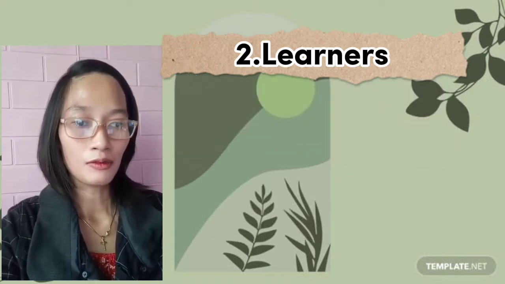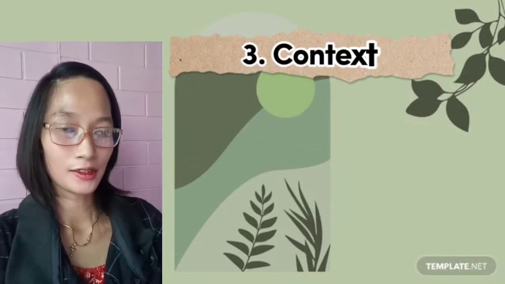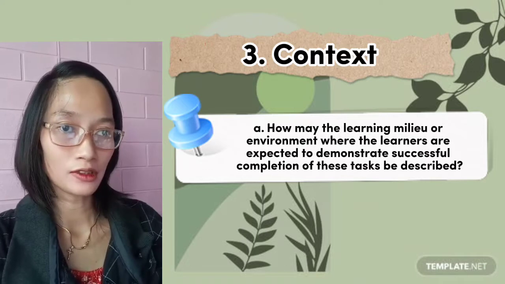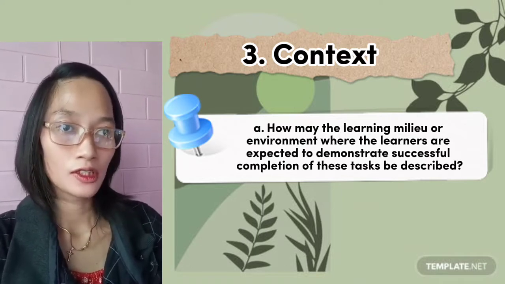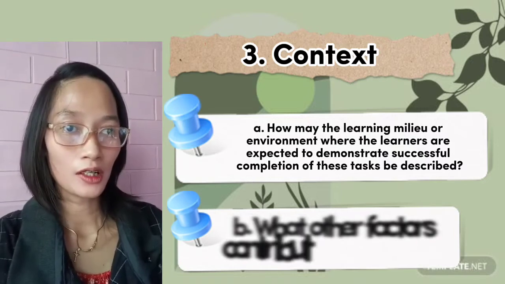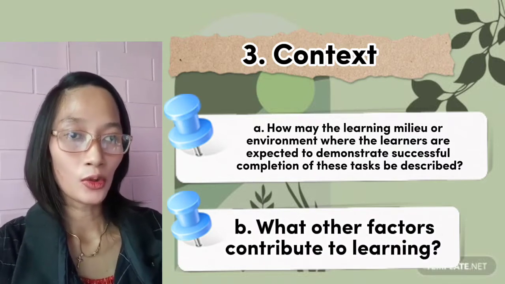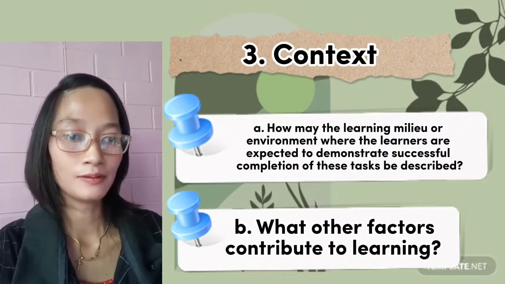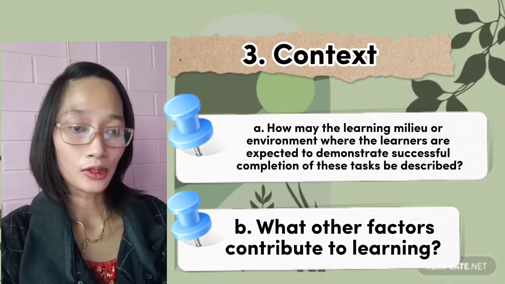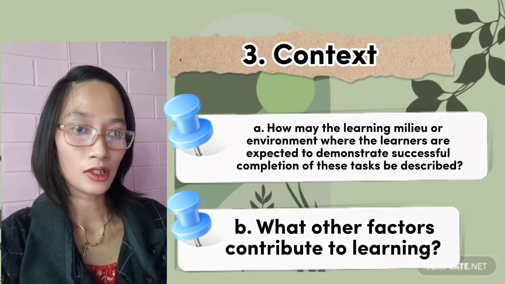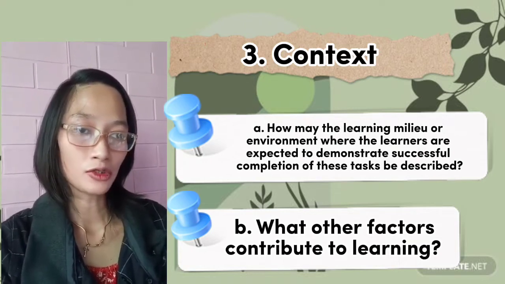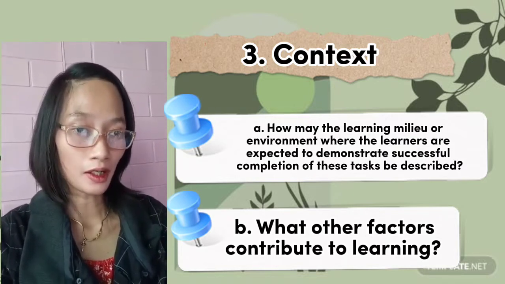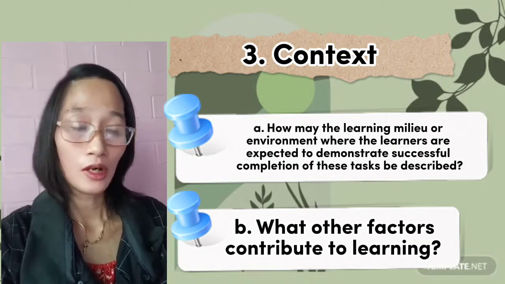In their performance. Number 3, context. First, letter A, how may the learning milieu or environment where the learners are expected to demonstrate successful completion of this task be described? B, what other factors contribute to the learning? One of the factors that contributes to learning is the student's environment, right? If in one environment, one room, there are other students also discussing or studying in the same room, if you are a student, can you learn, can you understand what you are studying or listening to? No, right?